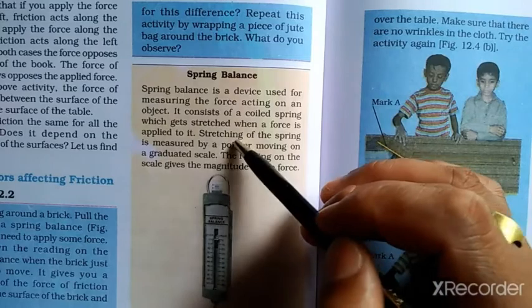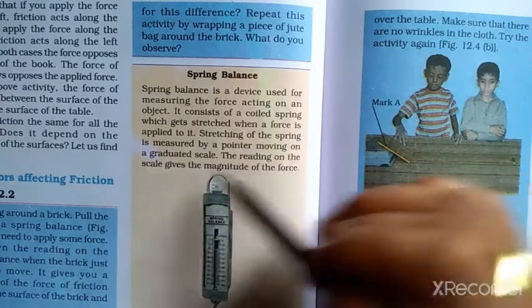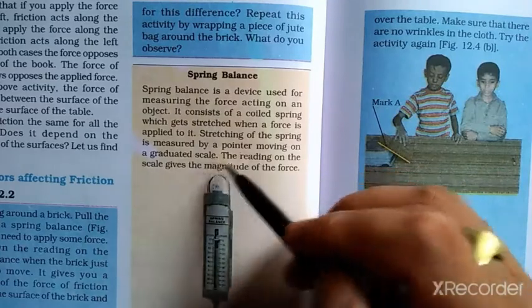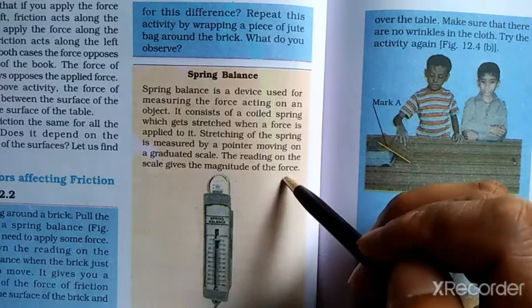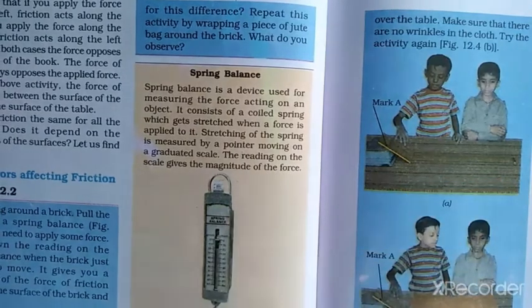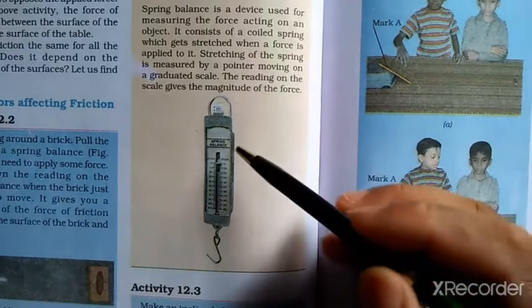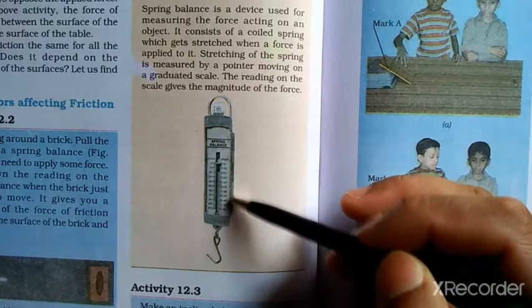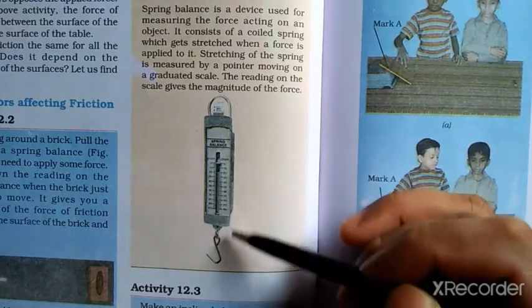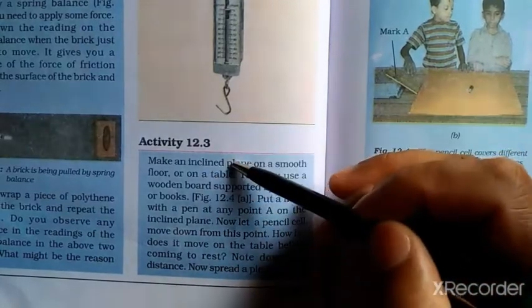The stretching of the spring is measured by a pointer moving on a graduated scale, and the reading on the scale gives the magnitude of the force. So here you can see the spring balance. Some readings are also marked here. Now, in this activity 12.3, let's see activity 12.3.